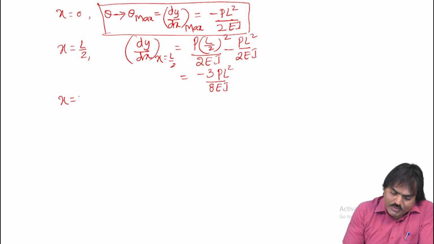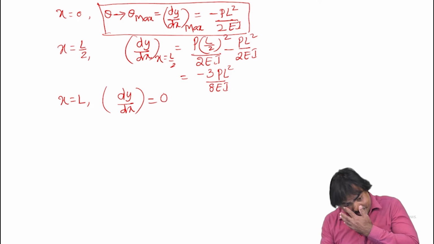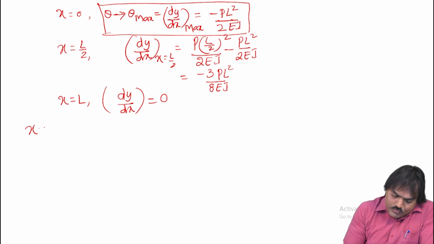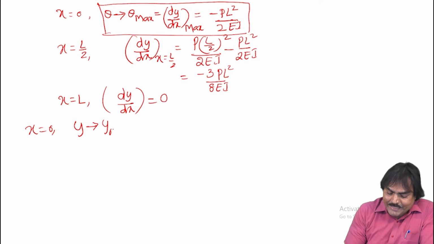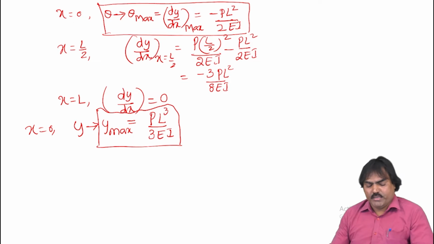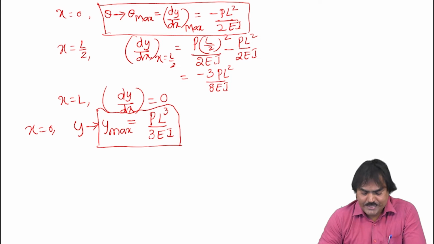Obviously, when x is equal to L, the slope will be 0, because there is a practical condition. Based on that condition only, we got this equation. When x is equal to 0, the deflection y tends to y max, which is given by PL cube by 3EI. So this is a very important standard formula you have to remember. The maximum deflection for a cantilever beam is given by PL cube by 3EI.